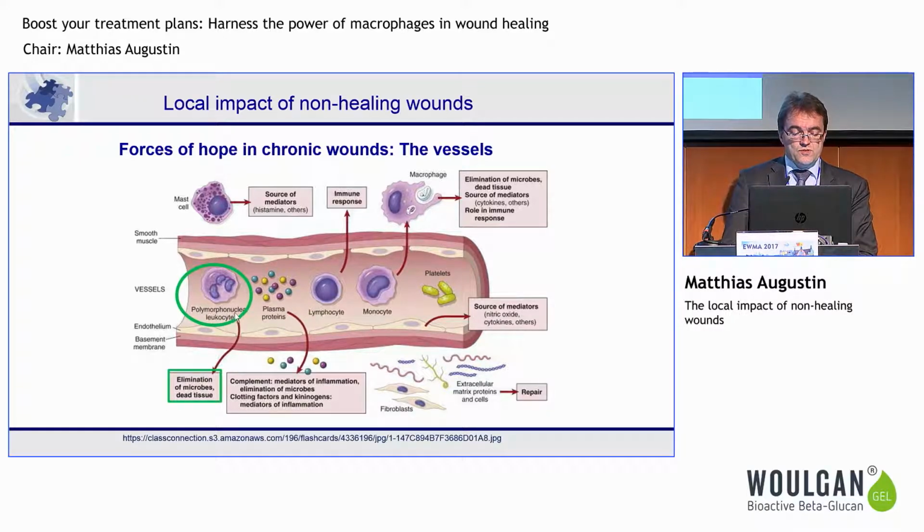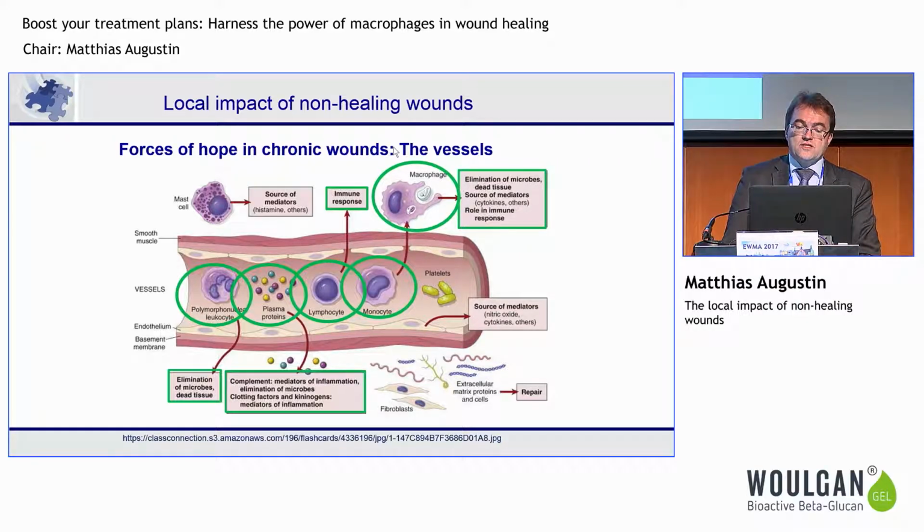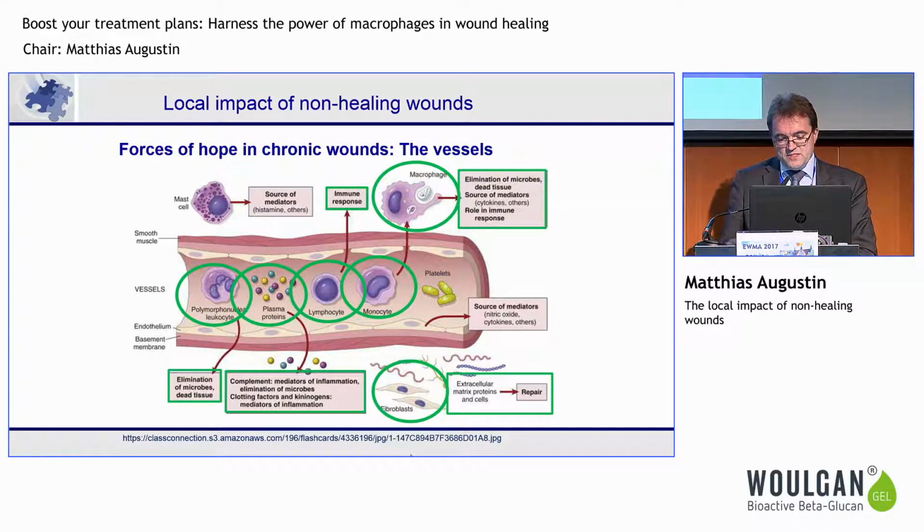For example, the leukocytes, which lead to an elimination of damaging components, the complement coming from proteins, the lymphocytes leading to immune responses, the monocytes differentiating into macrophages once leaving the vessels and then contributing distinctly to the elimination of microbes, but many other factors which we will learn about in the next presentation, and fibroblasts producing extracellular matrix, which is a basis of repair. So these cells are important. None is more important than the other, and it's the concert between them which makes wounds heal or not.